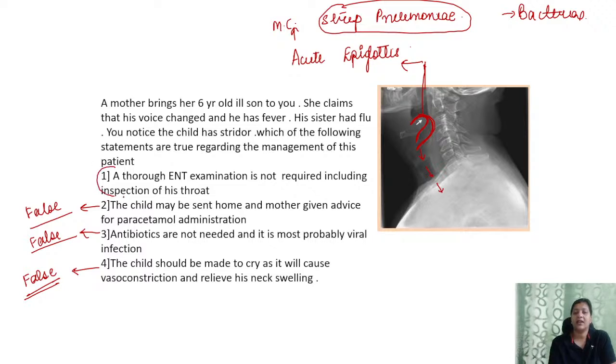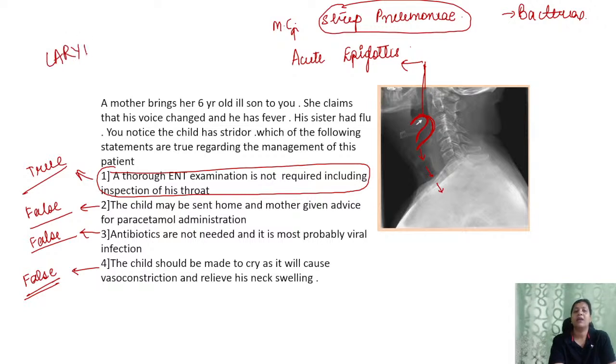Is a thorough ENT examination not necessary? This is a true statement because if you try to examine the throat and the child goes suddenly into laryngospasm, there will be airway obstruction. So to prevent laryngospasm and airway obstruction, you will never examine, and a thorough examination of the throat is not required, including inspection of his throat. You will only send the child for X-ray. Once the X-ray gives you evidence of thumb sign, you will just start the medication. You don't need to examine the patient, because if the child goes into laryngospasm, there may be respiratory obstruction and the child may collapse. So I hope all of you got the answer.